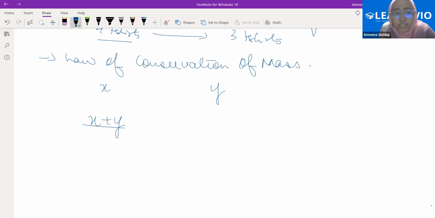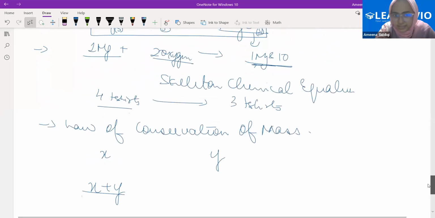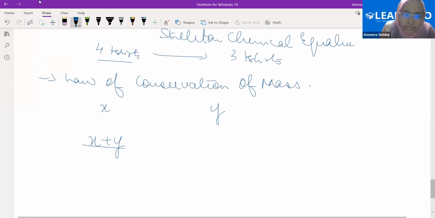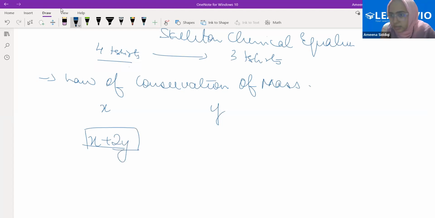How many oxygen atoms in the reactant side? In the reactant side, it's two. Product side is one. Fine. So what will be the total mass? It will be X plus 2Y, right? This is the mass on the reactant side. Now on the product side, what is the mass? X plus Y, yes or no?